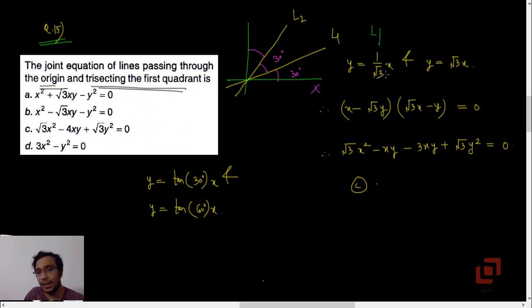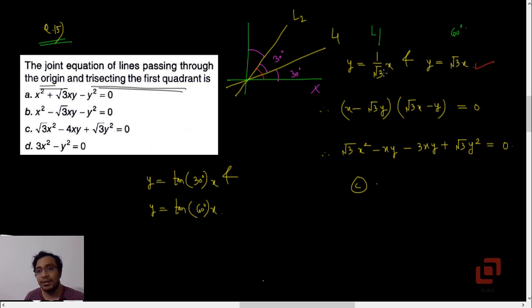Y equal to tan 30 into x, where 30 is the inclination. Now for L2 the inclination is 60 degrees, the total angle being 30 plus 30. So y equal to 1 upon root 3 x and y equal to root 3 x will be the equations of L1 and L2. We want their joint equation.